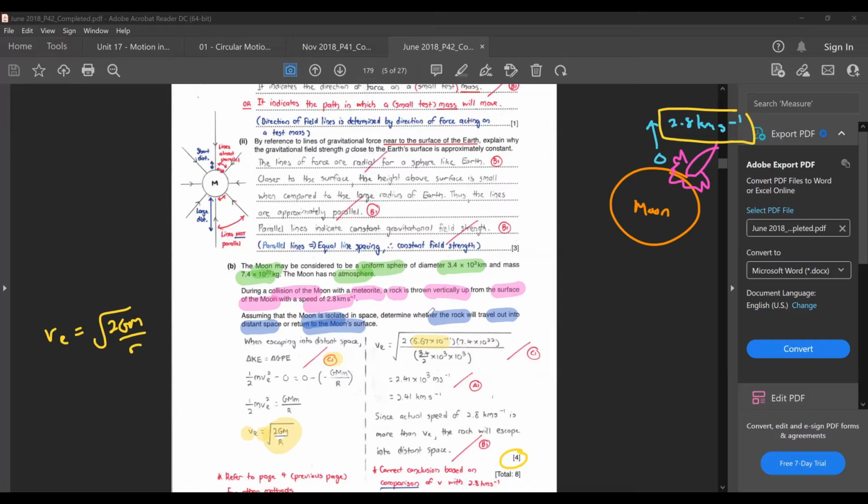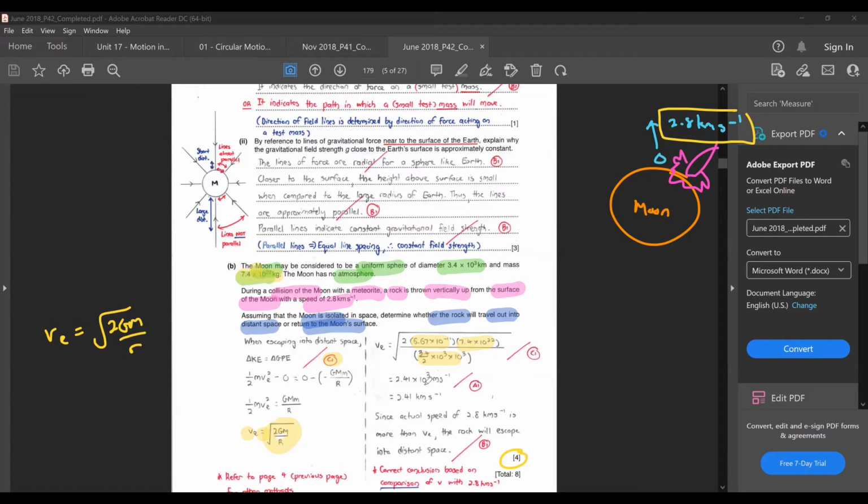G is 6.67 times 10 power minus 11. Your big M is the mass of your moon. Your R is actually the radius of your moon. But here you're given a diameter value. You need to divide by 2 to get the radius R. So you're given the value of diameter, make sure you divide the diameter by 2 to get the radius. And then this 10 power 3 here is you changing kilometer to meter. So just get all the values in.